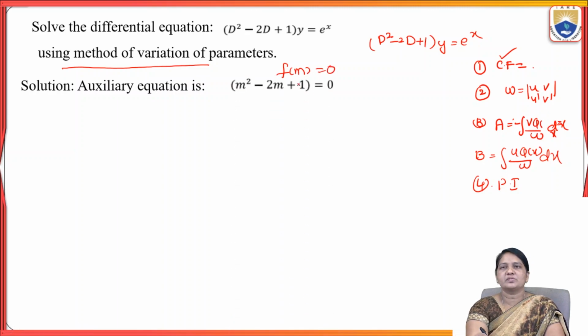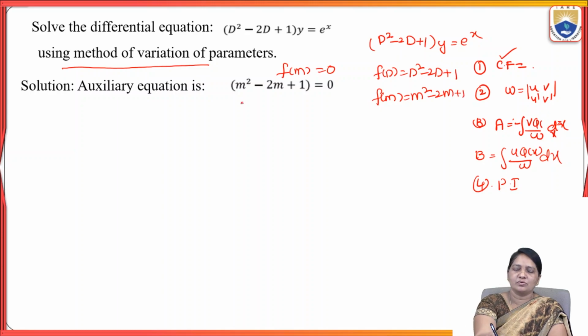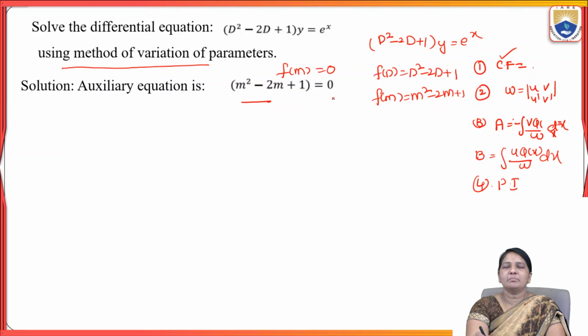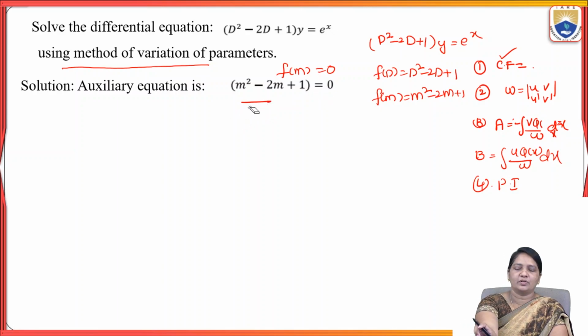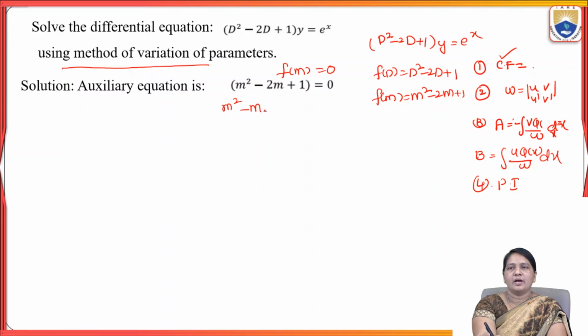That means in place of D we replace with m. f of D is D square minus 2D plus 1, so from this we can write the f of m value. That is m square minus 2m plus 1. From this we are going to find the roots. So m square minus 2m plus 1 equal to 0.